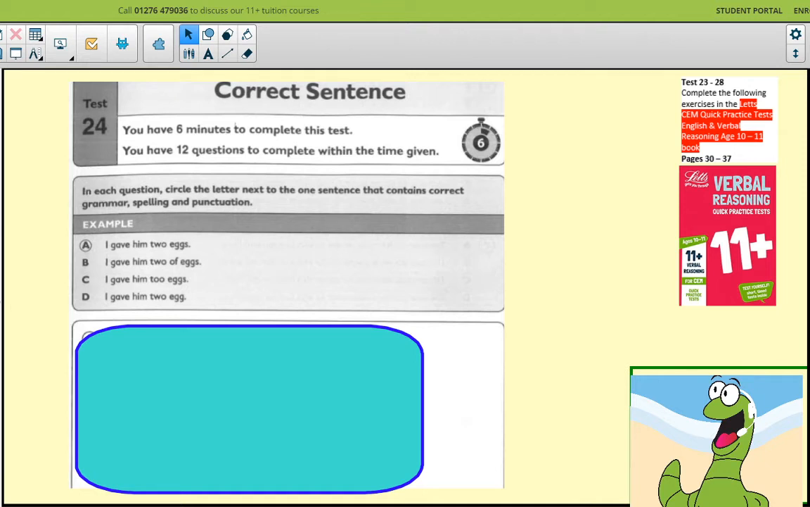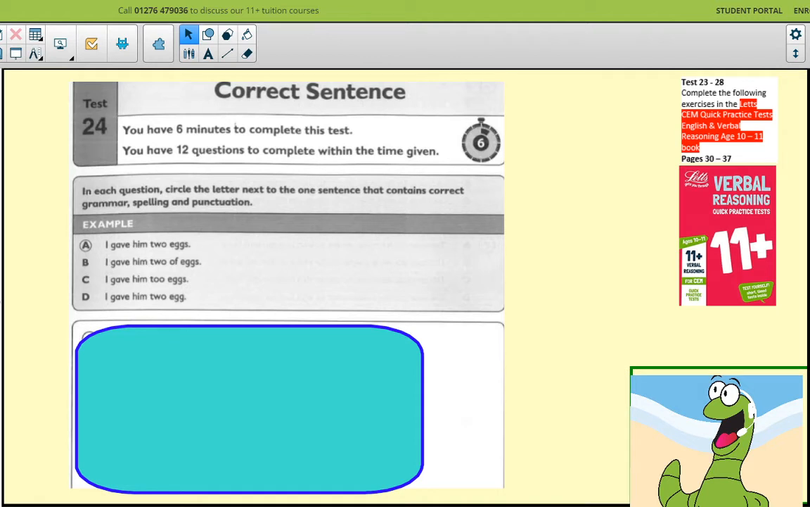Because you need to work out how it sounds and make sure that it sounds grammatically correct. Or it might be that words have been spelt wrong or punctuation has been left out. I gave him 2 eggs. That's correct. I gave him 2 of eggs. That does not make sense. If we had the word my, for example, or your in here, then it would make sense. I gave him 2 of my eggs. I gave him 2 of your eggs. So here as it is, it does not read grammatically correct.